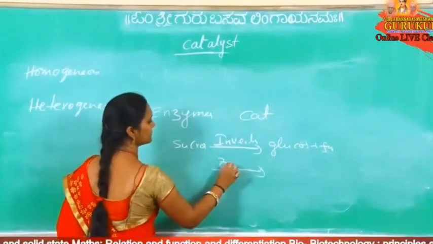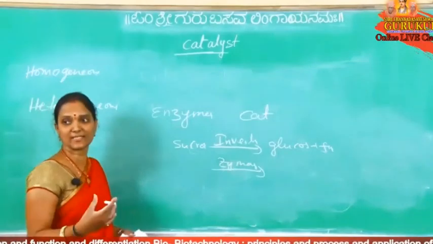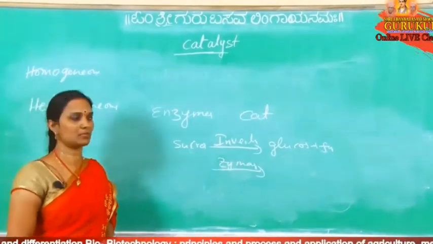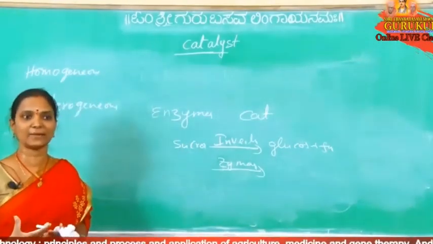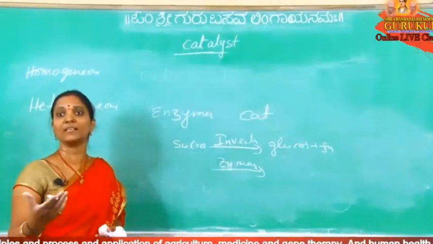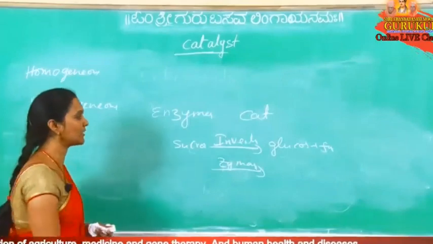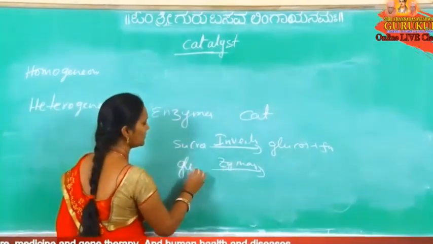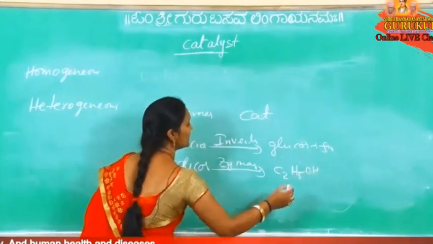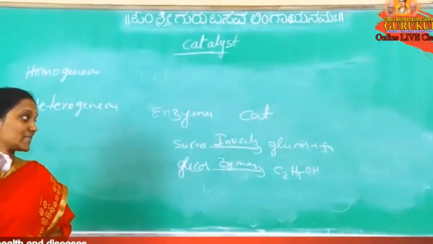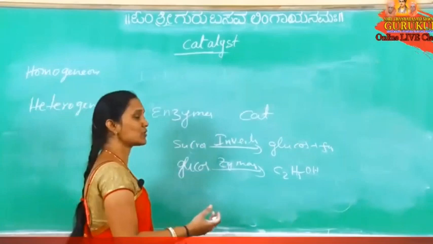Like that, zymase. These have definite active sites and are highly specific, selective and sensitive in nature. They are active at optimum pH and optimum temperature, nothing but our body temperature. Inside they can act as catalysts; if the temperature is changed outside, they cannot. For digestion, different types of enzymes are involved. Zymase catalyzes glucose to ethyl alcohol. So the zymase enzyme acts as the catalyst for the conversion of glucose to ethyl alcohol.